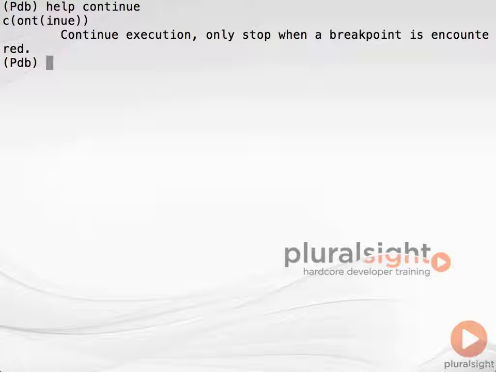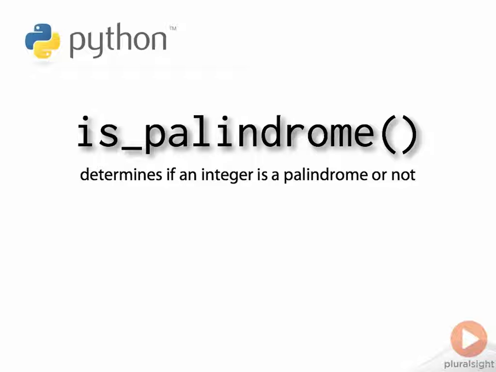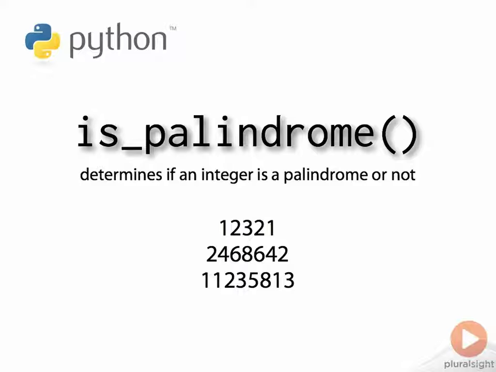Rather than simply list all of the commonly useful PDB commands, we're going to instead debug a simple function. Our function, isPalindrome, takes in an integer and determines if the digits of the integer are a palindrome or not. A palindrome, of course, is a sequence which is the same both forwards and backwards.